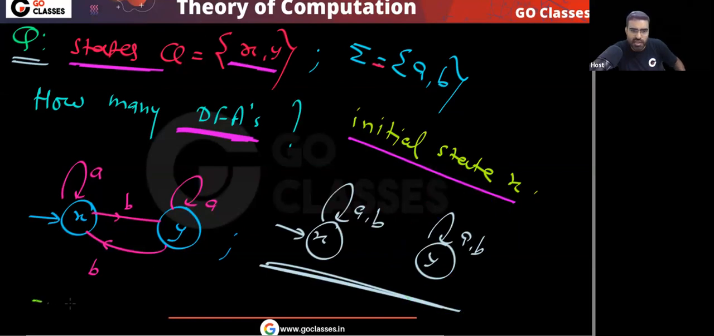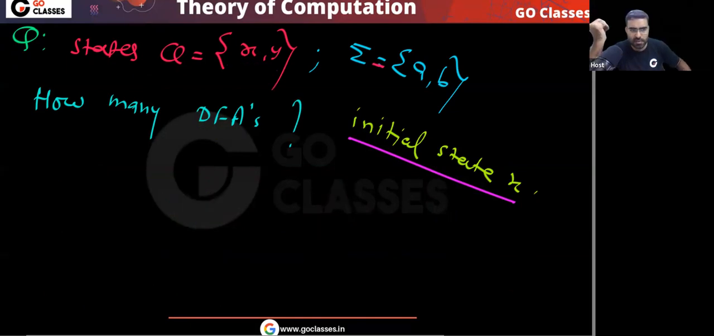So like this, you can create many DFAs, right? So how many DFAs basically can you create? The answer is, tell me one thing. What do you need? You already have X, you already have Y. Your alphabet is a comma b.